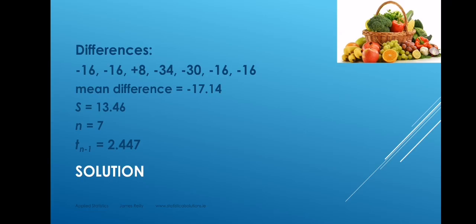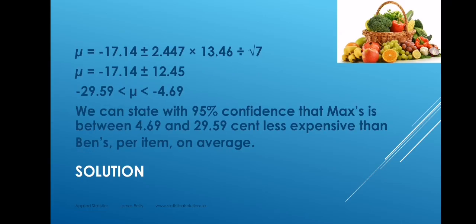And we go to the t-tables as explained in section 4b, and we look up the appropriate value of t with 7 minus 1, that is 6 degrees of freedom, in order to construct a two-sided 95% confidence interval. We get the number 2.447 from the tables. We substitute these numbers into the formula, and we get minus 17.14 plus or minus the error of estimate, just 12.45. That gives us the lower figure of minus 29.59 and the upper figure of minus 4.69.